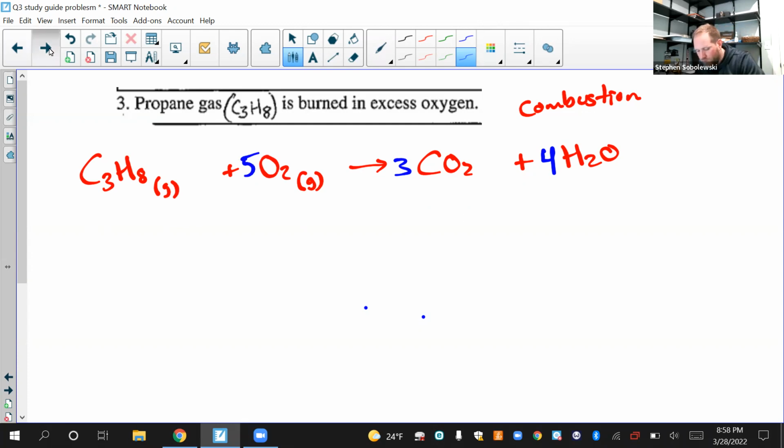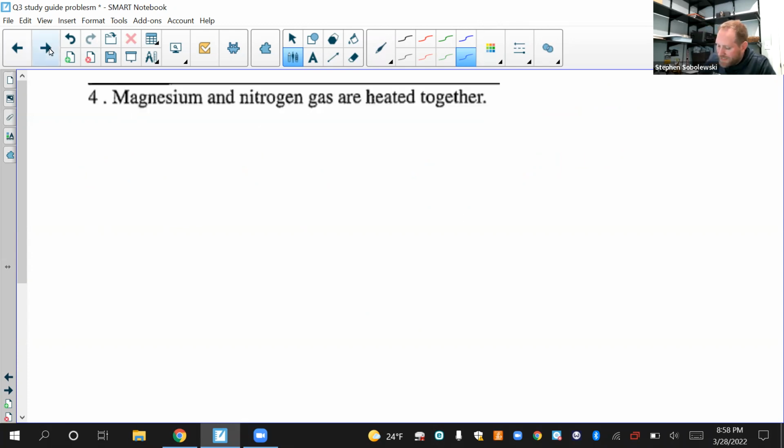Okay. Number 4, magnesium and nitrogen gas are heated together. So magnesium is just Mg.